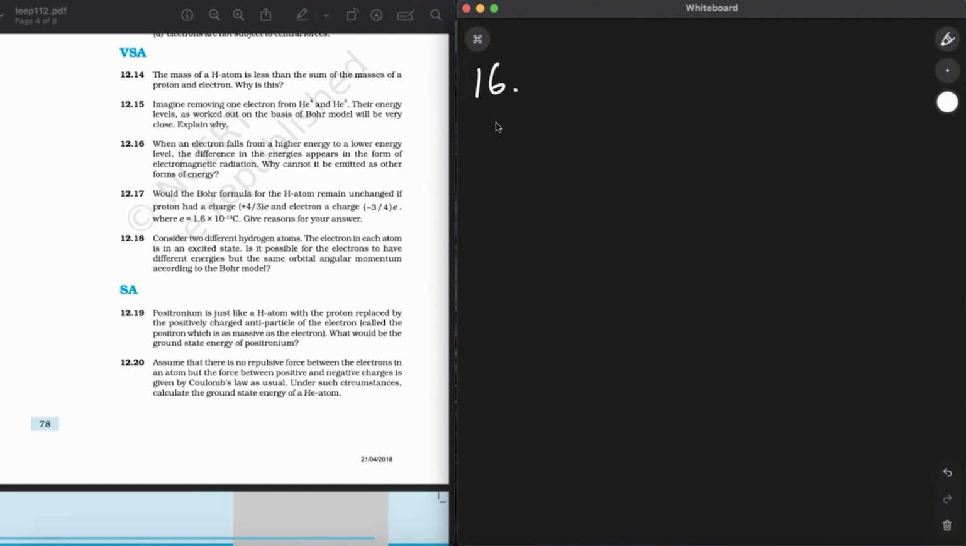Moving onwards to question number 16. When an electron falls from a higher energy to a lower energy level, the difference in the energies appears in the form of electromagnetic radiation. Why cannot it be emitted in any other form of energy? It is also a good question. See, what is the question saying? When an electron falls from a higher energy to a lower energy, the difference in their energy, say En minus Em, where m is the other energy state, will always appear in electromagnetic radiation form. But why cannot it be emitted as any other form of energy? This is what the question is asking.